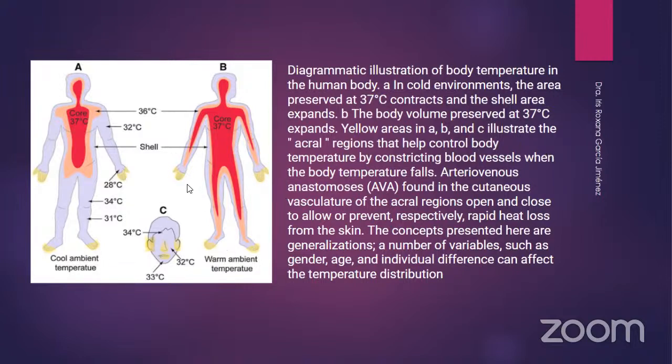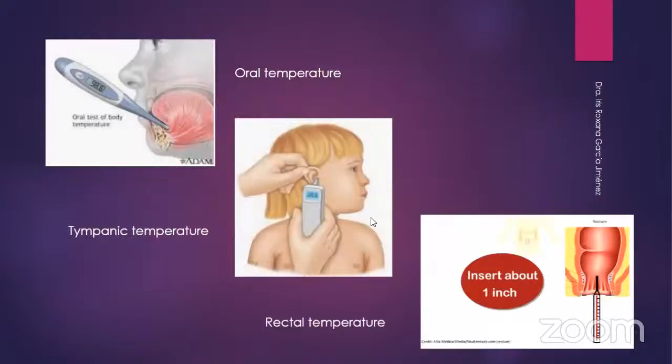In this chart, the yellow ones are the acral regions that help to control body temperature by constricting blood vessels when the body temperature falls. I mean, if it's a cool place, your hands get colder because of these constricted blood vessels, okay? Just for that, we all know about it, just for making a review.